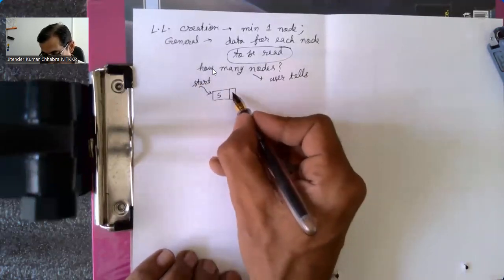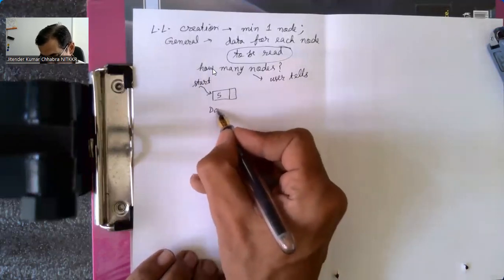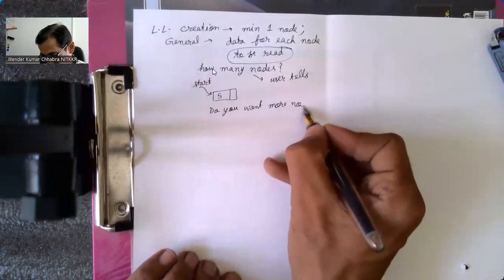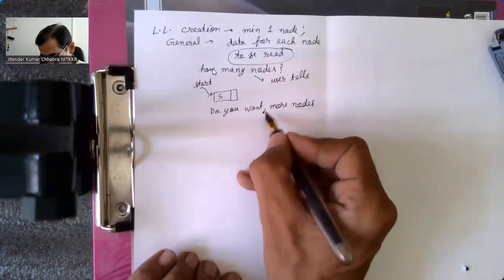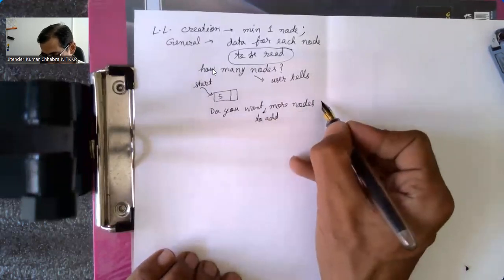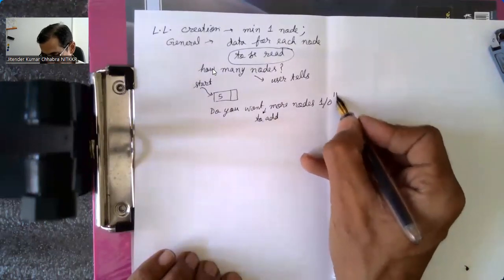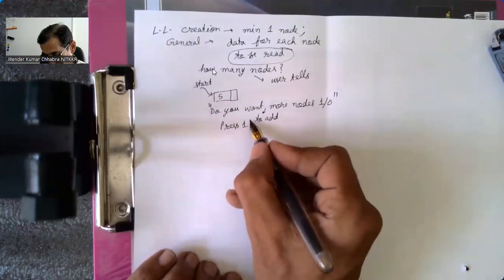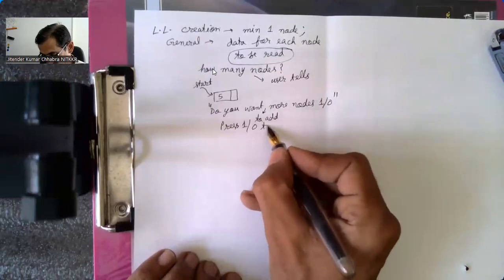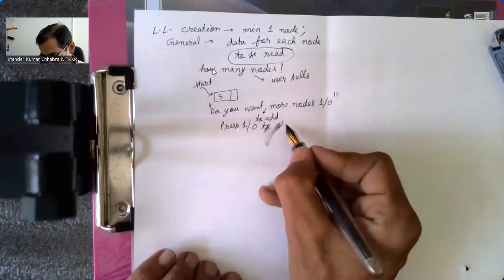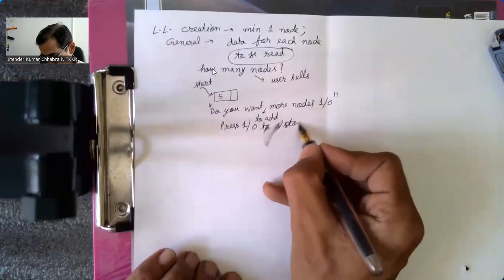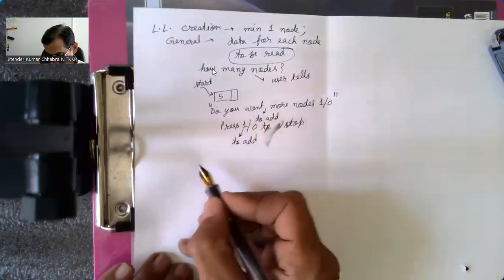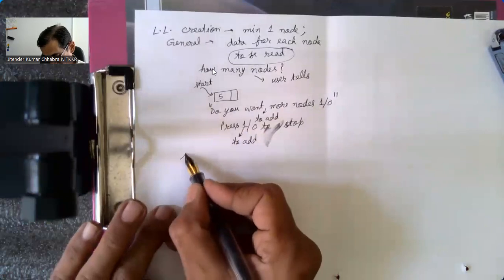After that, I will say node ready. Ask the user, do you want more nodes in the linked list? Do you want to add more nodes? You can ask him to press 1 or 0. Press 1 if you want to add, or press 0 if you want to stop. So 0 to stop, 1 to add. Give the user a choice, so your loop can be made accordingly.